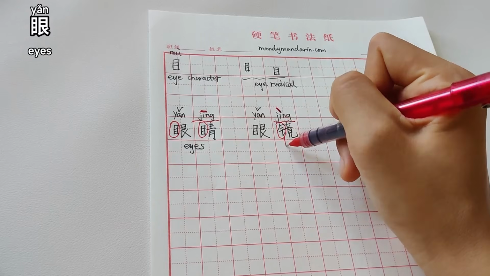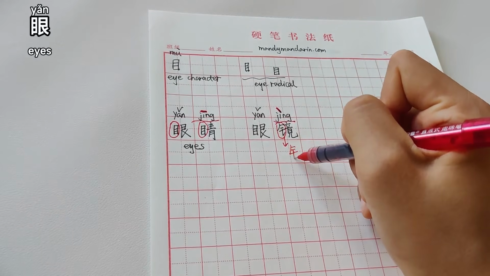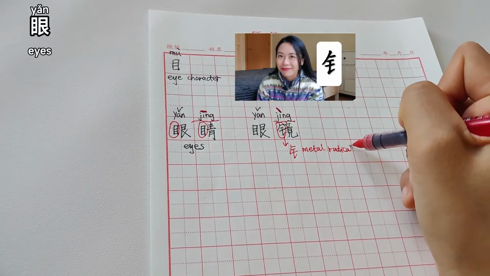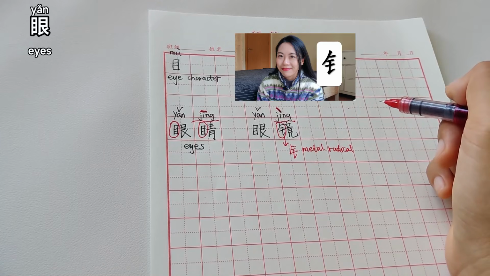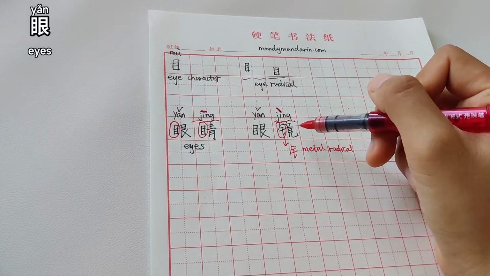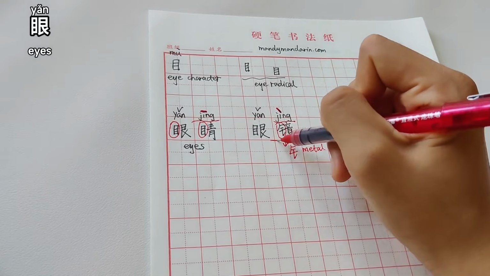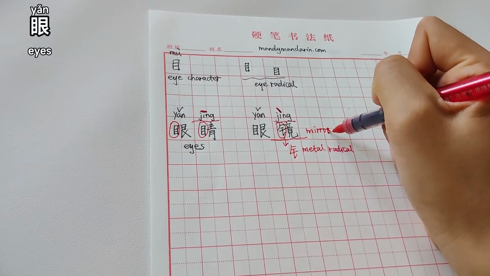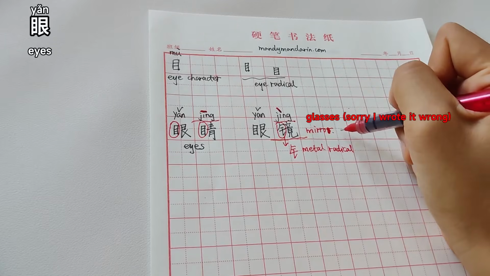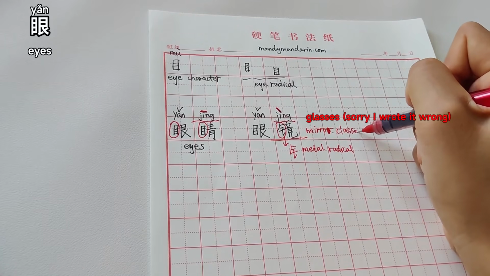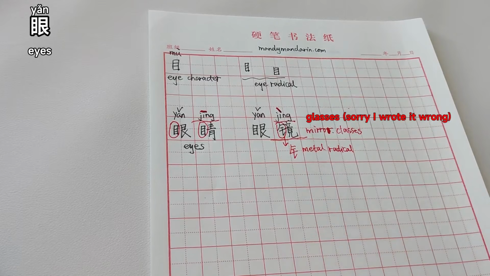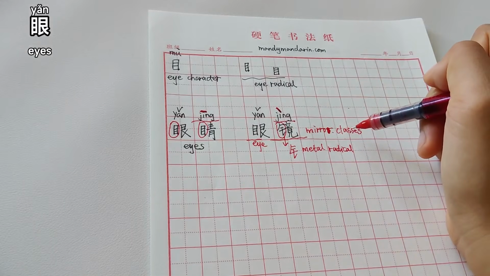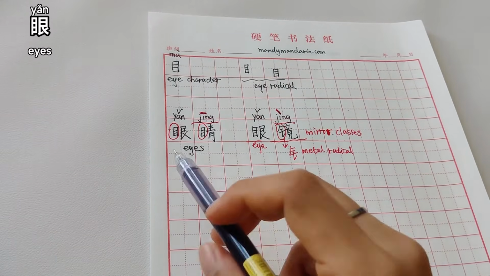So in the 镜, you can see here is a metal radical, as we mentioned in the metal radical video. So if you haven't watched that, go watch it later. As for the 镜 itself, this character means mirror. And here it can mean glasses. So 眼镜 is the eyes glasses. So just try to remember both of them together.